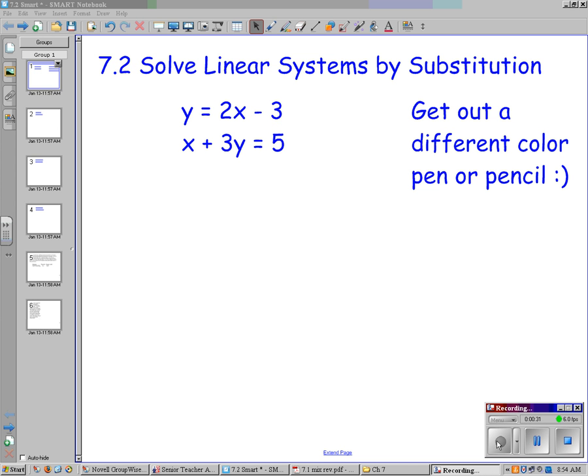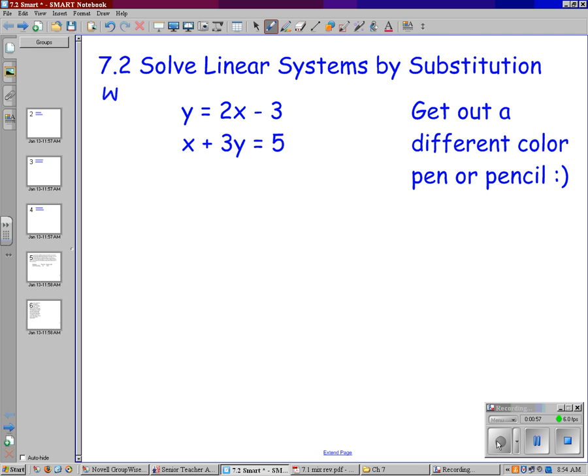Solving linear systems by substitution. To substitute means to put one thing in for another, something that is equal to another. And with substitution, one of the things that's going to be important is that we have written one of the equations so that it's y equals or x equals. So you have to be able to write one of the equations as y equals or as x equals.